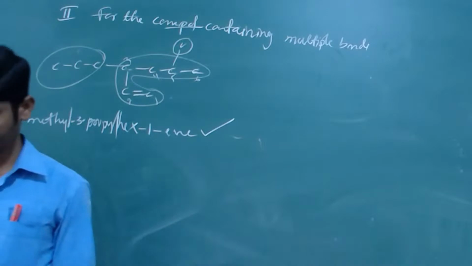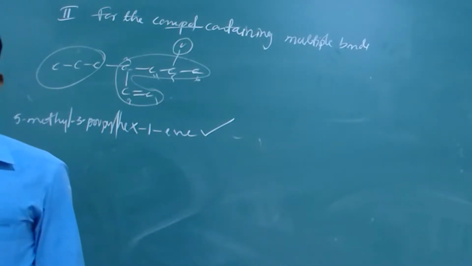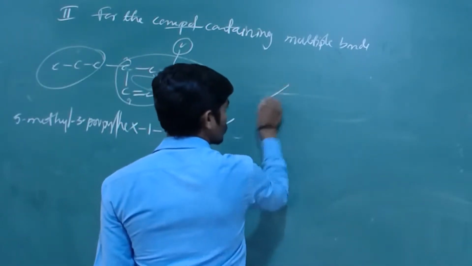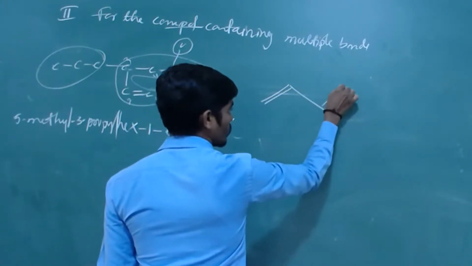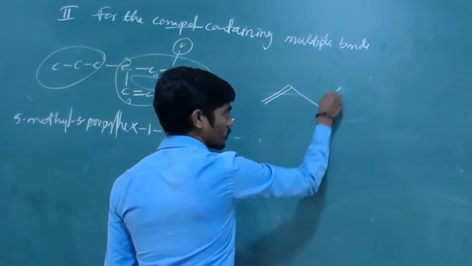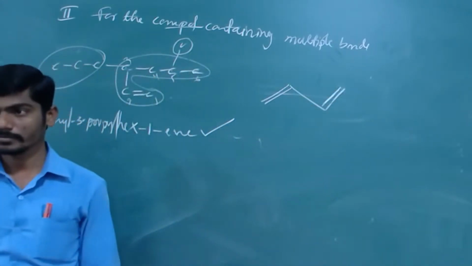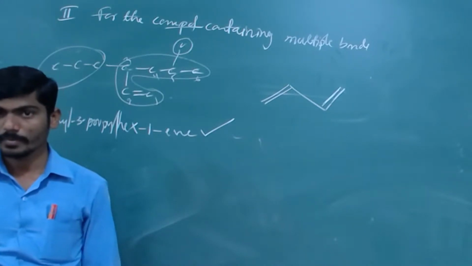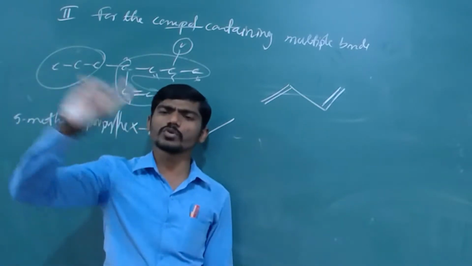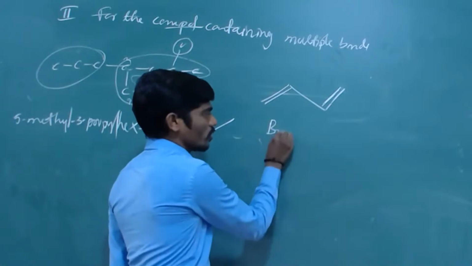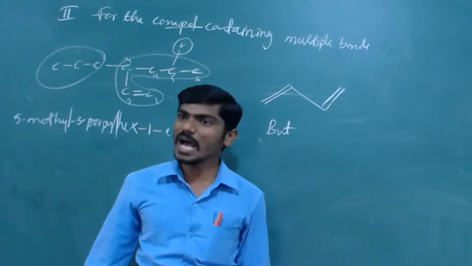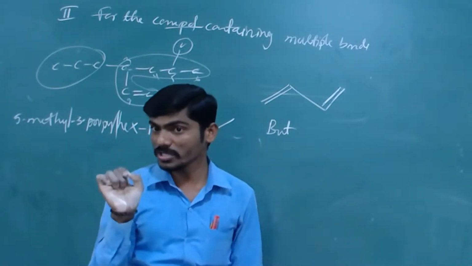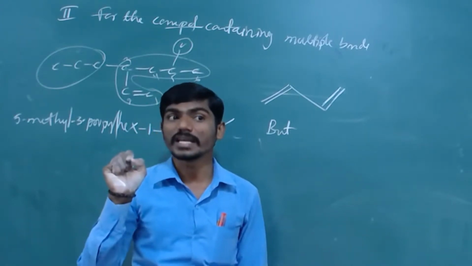If multiple bonds are present. Suppose, what is the name of this compound? Root word, first step. How many carbons? 4. Primary suffix: ene, yne. Yes, sir, how many double bonds? 2. That means di. What are the positions? 1, 3. The first starts at position 1.